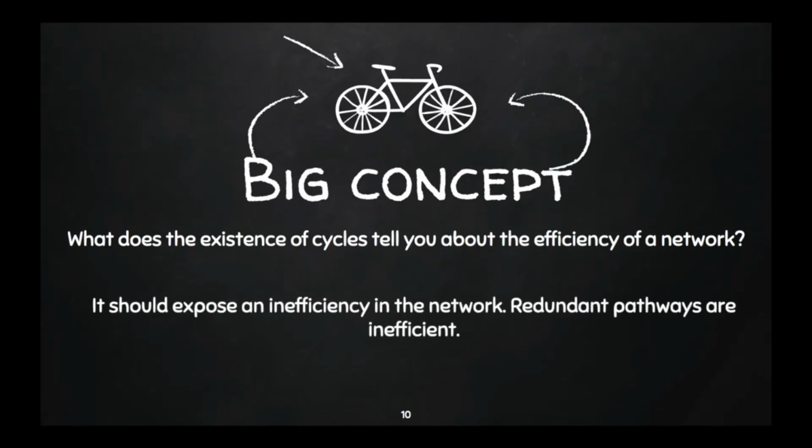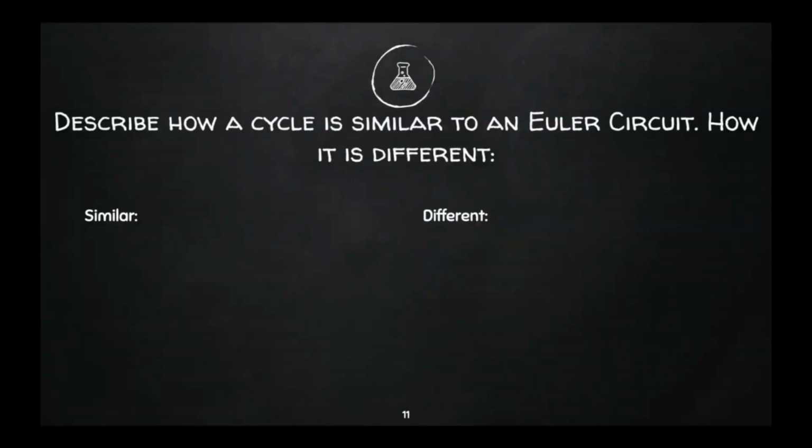It exposes an inefficiency of the network. Redundant pathways are inefficient. I'll just explain that in the last set of questions. Now let's describe how cycles are similar to an Euler circuit and how it is different.